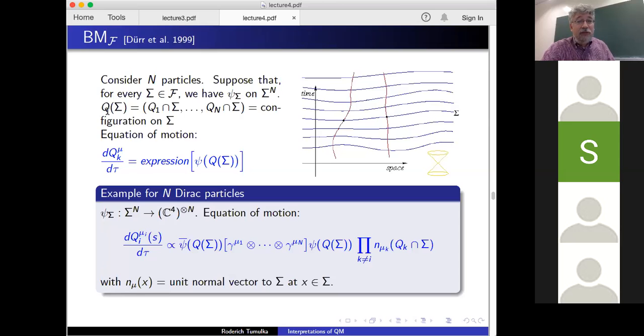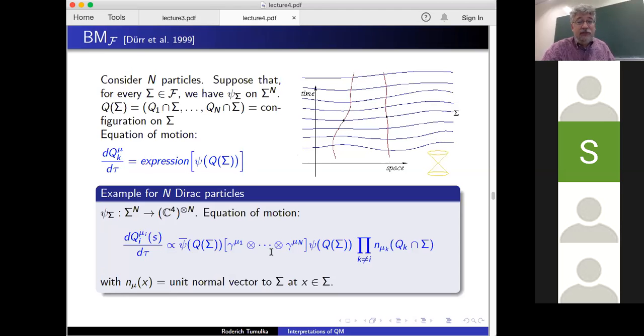Now if you have world lines, such as these, the red ones, then the configuration on sigma means the point where the first world line intersects sigma, which is this point, and where the second world line intersects sigma, this is this point. Okay, so that's the configuration on sigma. And then the expression for the velocity of particle number k would involve the wave function on this configuration.